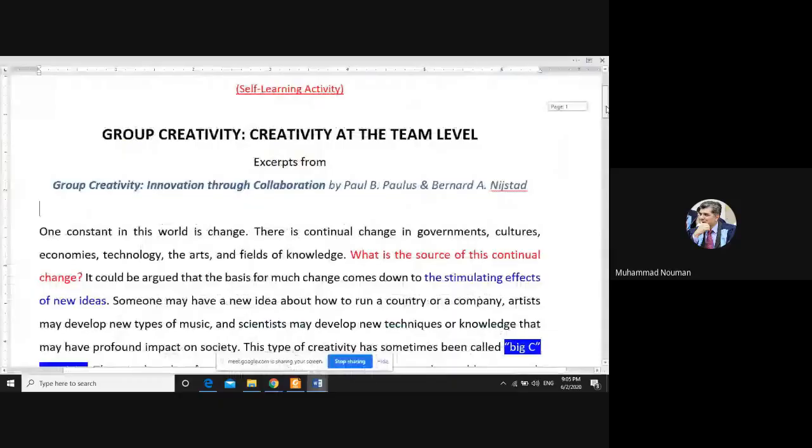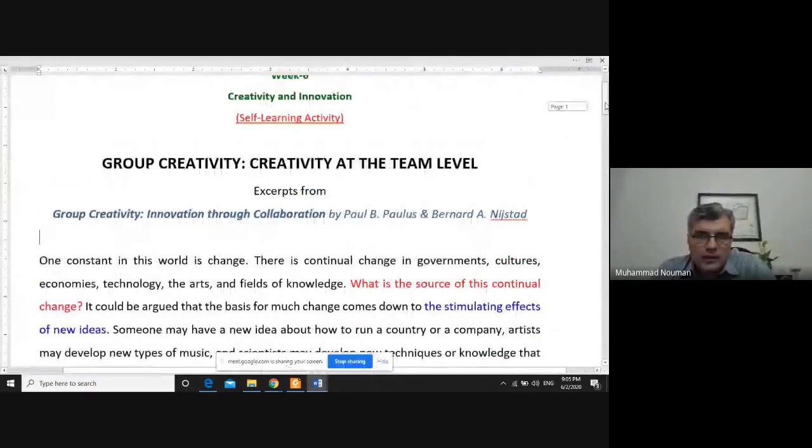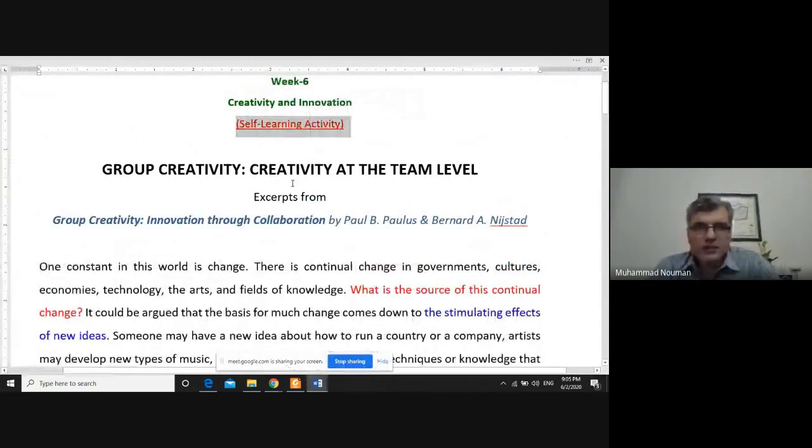from this book. Also, please note that the handout says self-learning activity. So what it means is that I'm not going to be explaining each and every aspect of this handout or the video talk by Professor West.